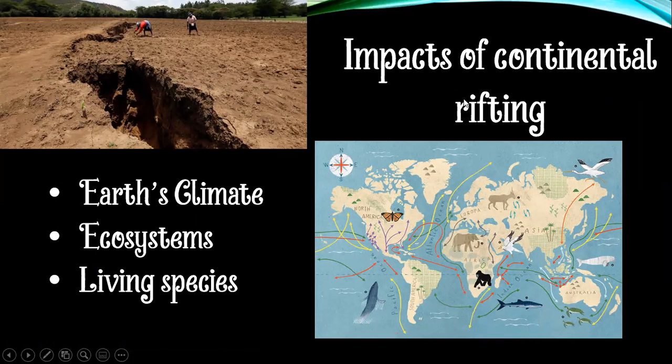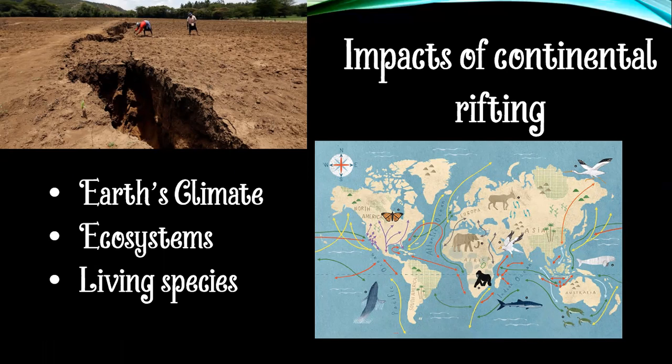Also, impacts from the continental rifting. We have climate on Earth. If the continental plates are moving, then as they move, temperatures will increase, temperatures will decrease. It all depends on where they go, where they're moving, and at what speed. You won't see a drastic change overnight. It is something that occurs slowly.